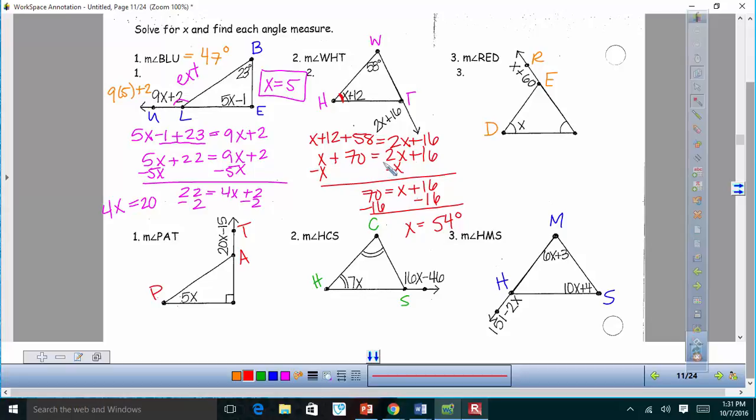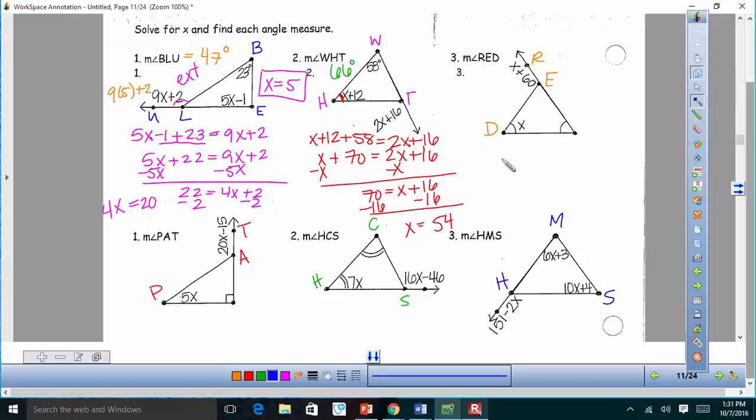Now, what would I do with 54 if I want to find the angle WHT? Plug it in. So we do 54 plus 12, which would give me 66 degrees. Okay, and then number 3.